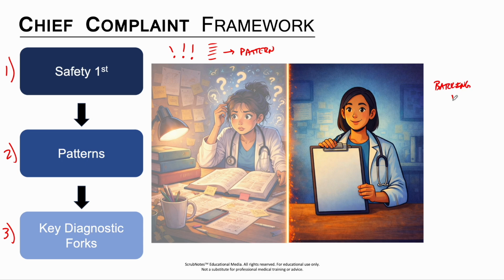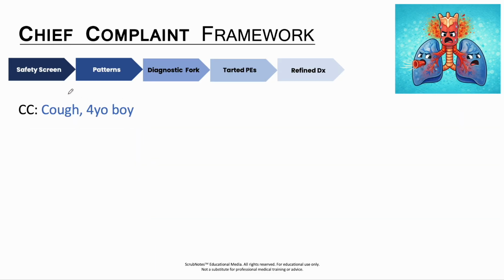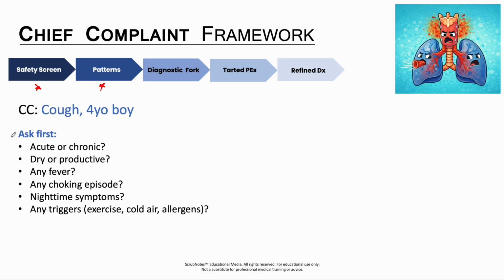That's the approach we'll use for a case today, and by the end of the video, you'll have a simple algorithm that you can use to take any cough case and narrow it to a short differential quickly and confidently. When a parent says, "My child has a cough," that can mean many different things. So the first step is clarifying the pattern. We want to ask a few key questions that will do most of the work for us.